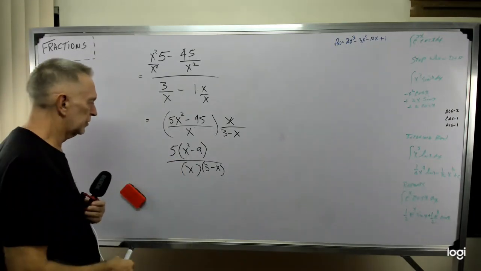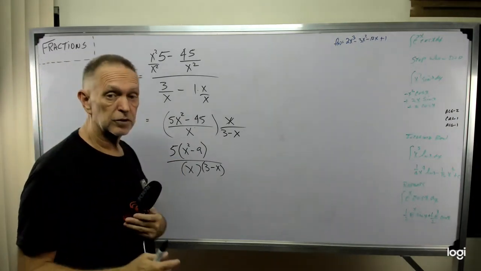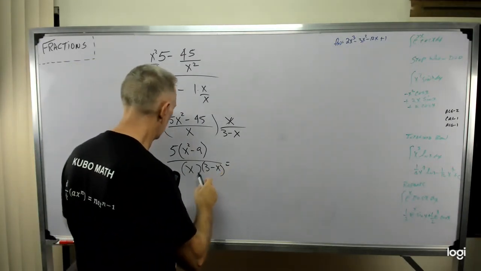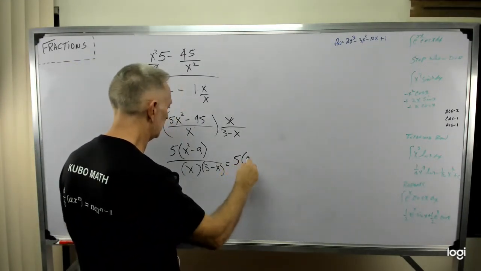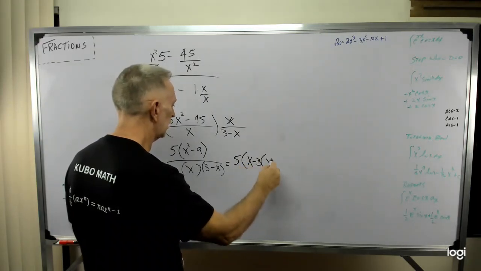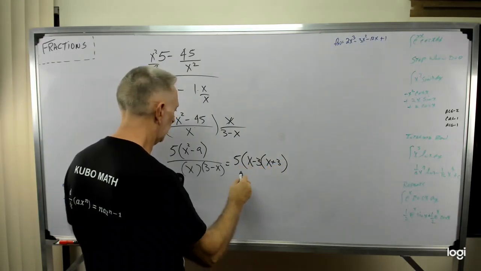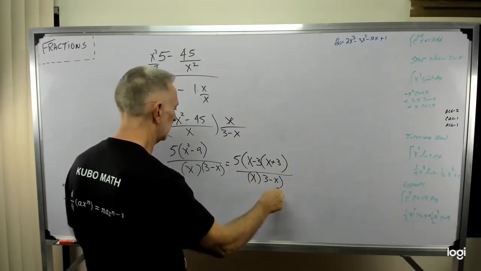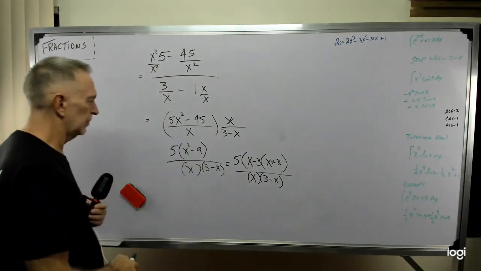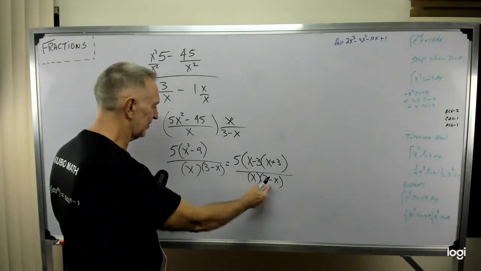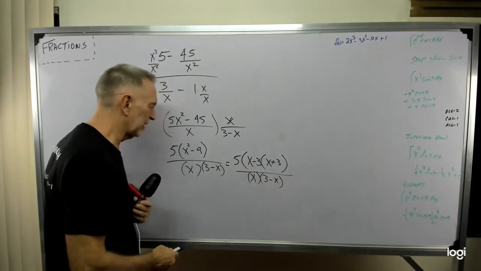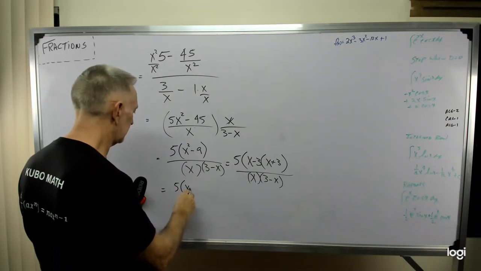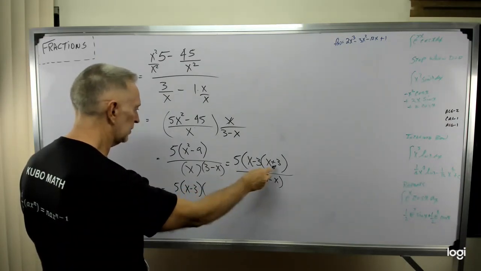All right, well, what is x squared minus 9? It's the difference between two squares. Okay, we know how to do that. That's 5 times x minus 3, x plus 3, over x times 3 minus x. Oh, here's my kryptonite down here again. I need to factor a -1 out of that. Okay, so now I have 5 times x minus 3 times x plus 3.